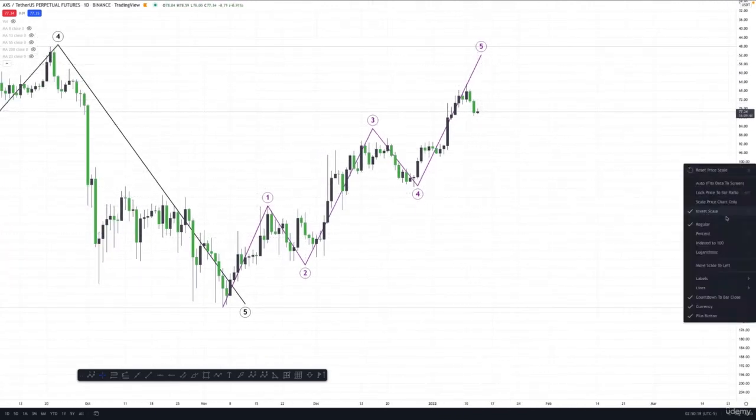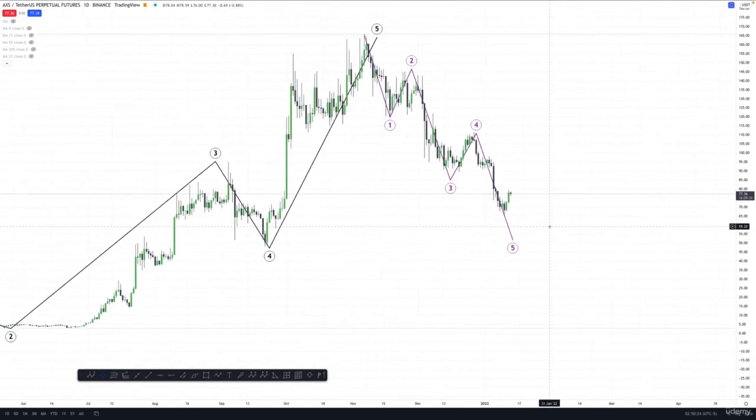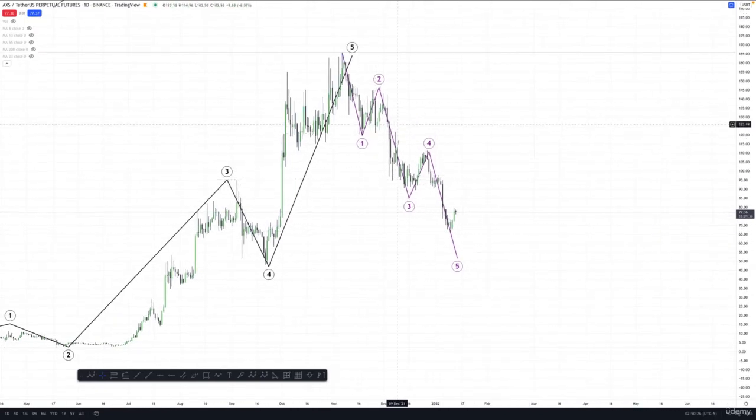Now let's correct the chart again. So we have the 5 wave structure in the making. So most probably we are creating A here right now.